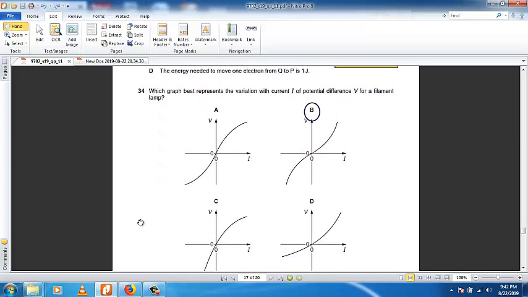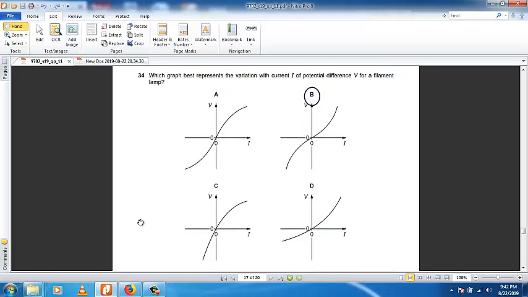Which graph best represents the variation with current I of the potential difference V for a filament lamp? So we have to know that the resistance increases as the current increases. In A, the resistance is decreasing, so A is not the answer. In D, the resistance is increasing here, decreasing here, so it's not the answer either. It's B.